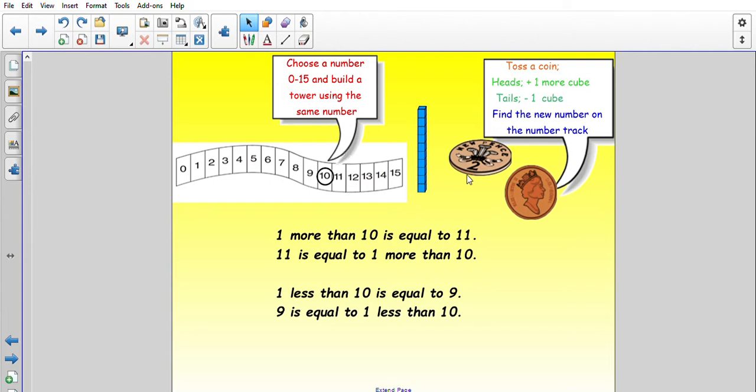Good job. However, if you throw your coin and it ends up that you can see its tail, we've got to take 1 cube away. So if we're on 10 and we throw a tail, we've got to take 1 away. We've got to go 1 fewer. So we can say 1 less than 10 is equal to 9. So 9 is equal to 1 less than 10.